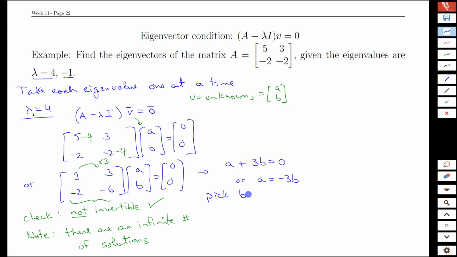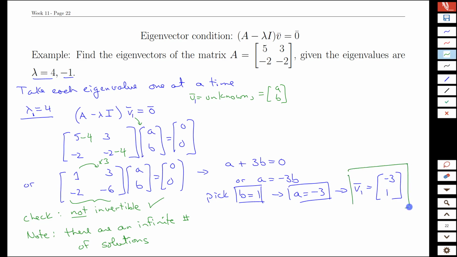So here I'm going to pick b equals 1. You might have picked a equals 1. It does not matter. As long as you pick one value and use the equations to constrain the rest of them, it'll be a perfectly fine eigenvector. So we pick b equals 1, and that gives us a equals negative 3, and that gives us v1. I should actually have labeled that earlier. This is v1. The one that goes with the lambda 1 is going to be a first, negative 3, b second, 1. So for lambda equals 4, we get the vector negative 3, 1.